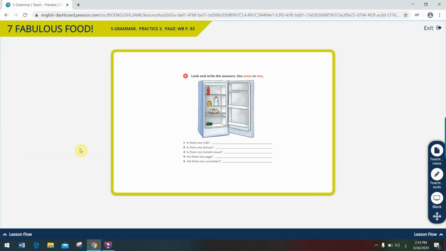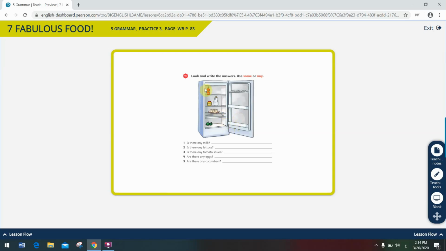Now let's move to exercise number 11. You have to look and write the answers using some or any. So بدنا نستخدم هنا some or any to complete these or to write the answers of these questions. Look at this fridge. خلينا نطلع على الثلاجة هون عنا ونشوف شو في أشياء موجودة فيها.